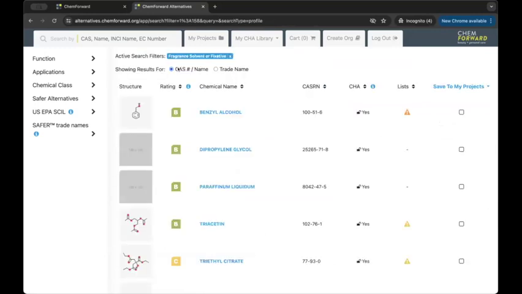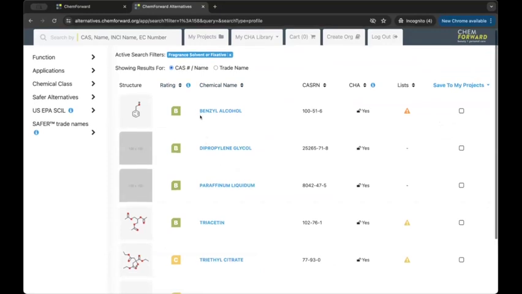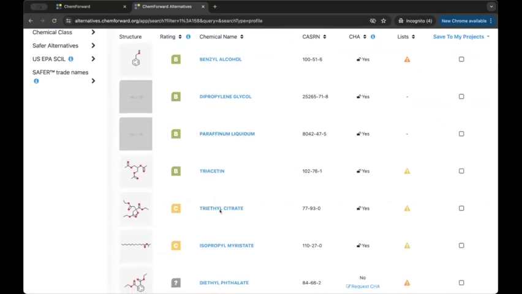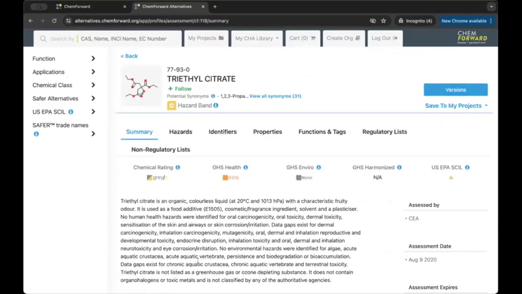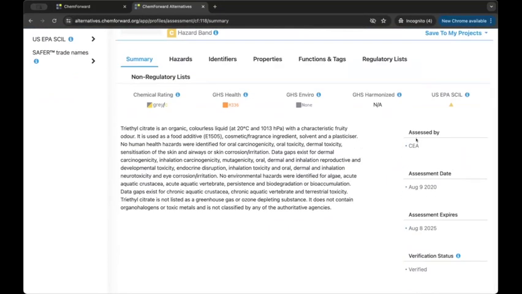I can go into these CAS level search and say, I think that this one is of interest. I can click on triethyl citrate. And what you'll see here is that there actually is a chemical hazard assessment available for this one. The date and who assessed this chemical is also available on the right-hand side.